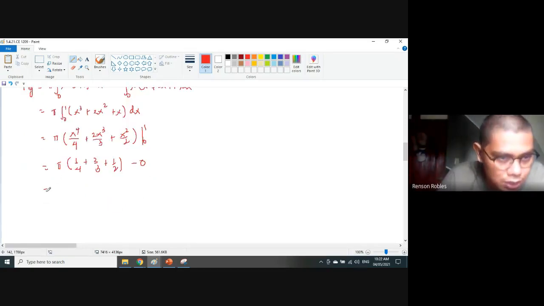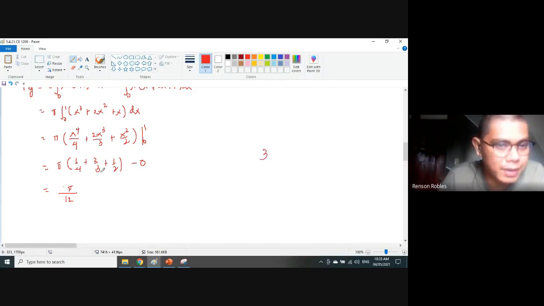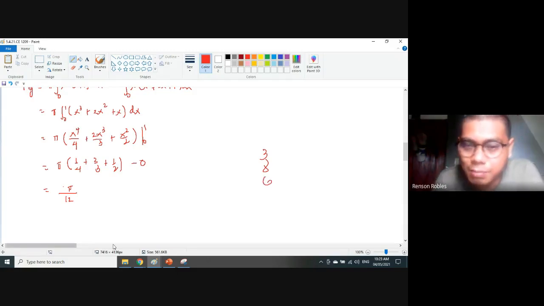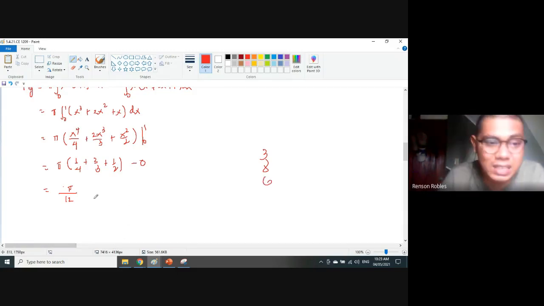If we take the LCD, that's pi. Then 12 divided by 4 is 3, times 1 is 3. Then 12 divided by 3 is 4, times 2 is 8. Then 12 divided by 2 is 6, times 1 is 6. Then we add them all. This is 17, so we have 17 pi over 12. This is our moment in y.